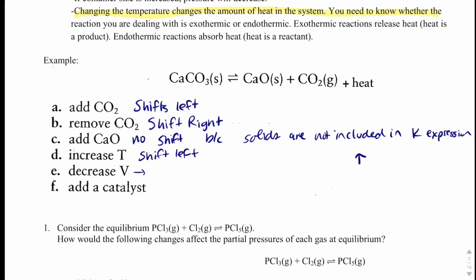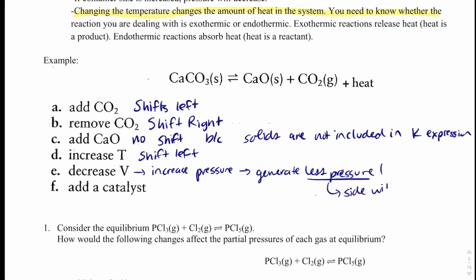If we decrease volume, this will increase our pressure, meaning we need to generate less pressure. And the way we can generate less pressure is to go to the side with fewer gas moles. Okay, so we would shift away from CO2, which has 1 gas mole. This other side has 0 gas moles. So the left side gives us less pressure, so we would shift left.